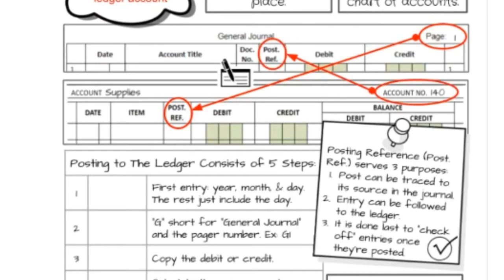We tie the ledger back to the journal in the postref column of the journal. It ties those two things together. Again, it's all about being clear and transparent about where your information's coming from and where it's going to. It's nice and neat and orderly. The third thing that post reference does is it sort of checks off the entries once they're posted.